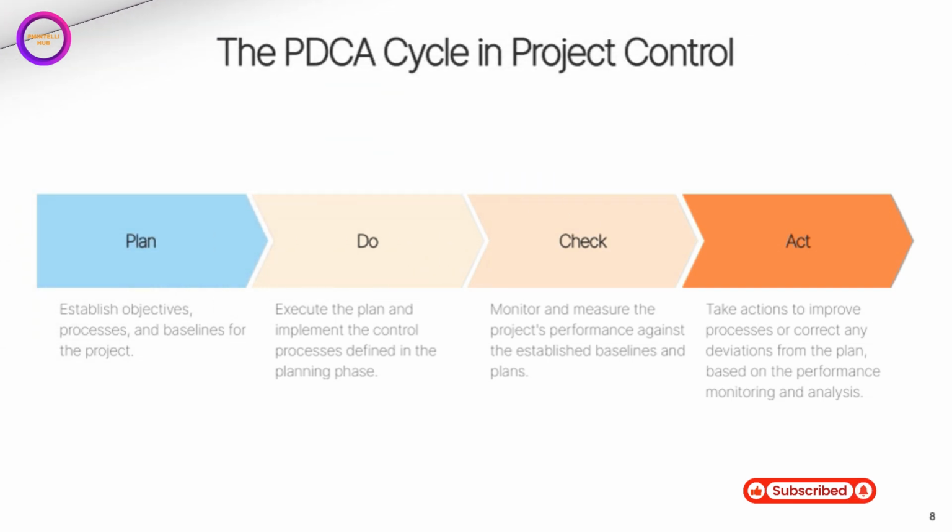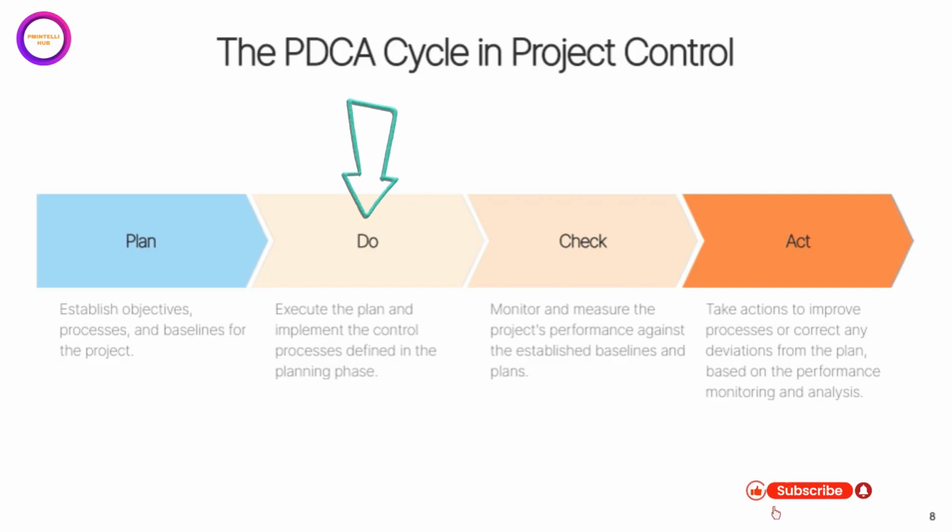Now, let's take a closer look at the PDCA cycle, which is central to effective project control. The first step is plan. This is where we establish our objectives, define the processes we'll follow, and set the baselines or benchmarks for measuring success. It's about laying a solid foundation so everyone on the team knows what we're aiming for and how we plan to get there. Next comes do. Here, we execute the plan we've developed.